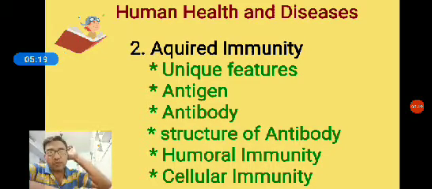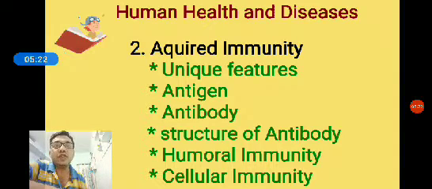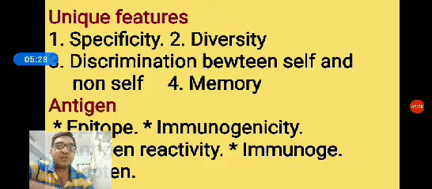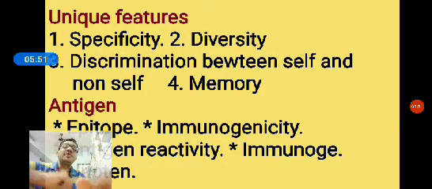Now the unique features of acquired immunity. First, specificity; second, diversity; third, discrimination between self and non-self; and fourth, memory.